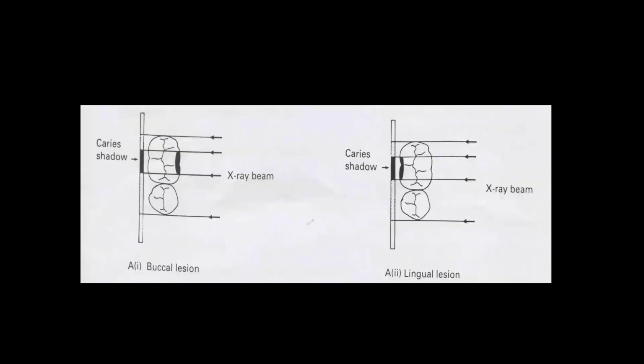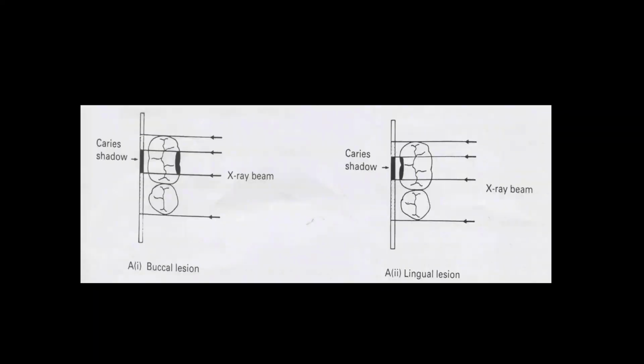This is a radiograph image showing buccal or lingual caries, but since it is overlapping onto the dentino-enamel junction, it is difficult to distinguish it from the occlusal caries. But here we can see it has a well-defined outline, and there is a dense normal tooth structure surrounding it. So this is one way of distinguishing buccal or lingual caries from an occlusal caries.